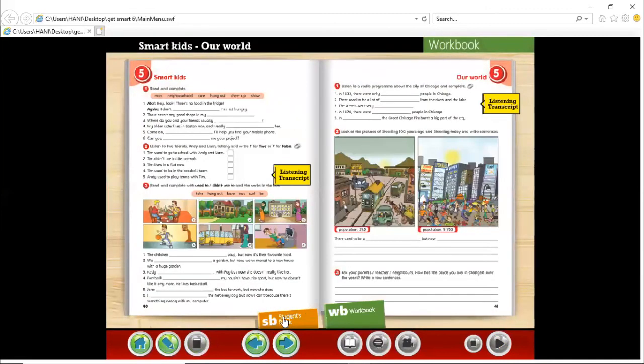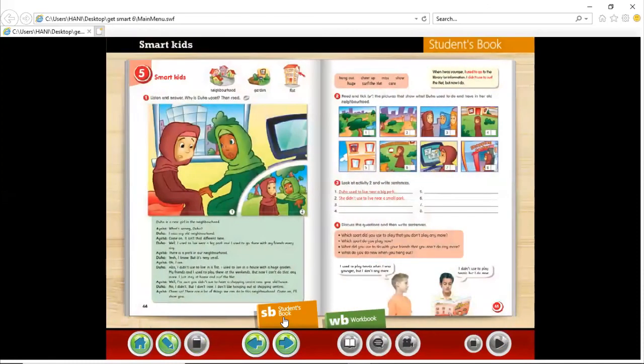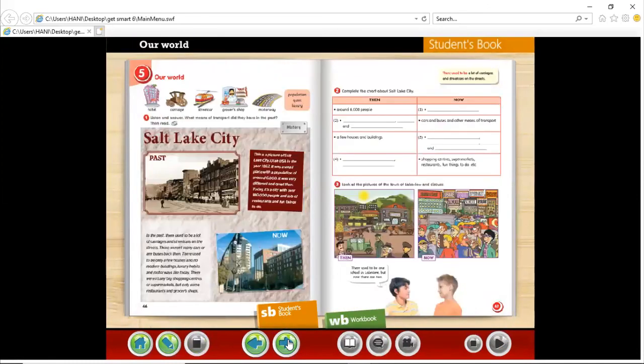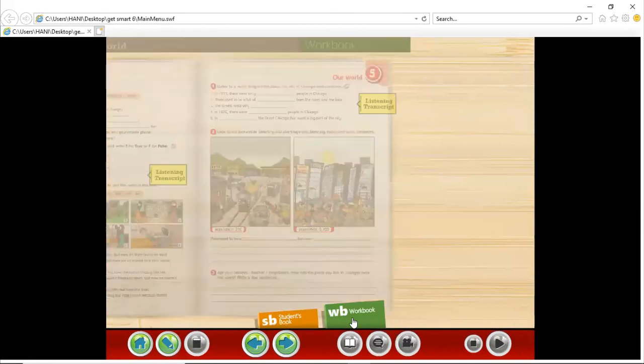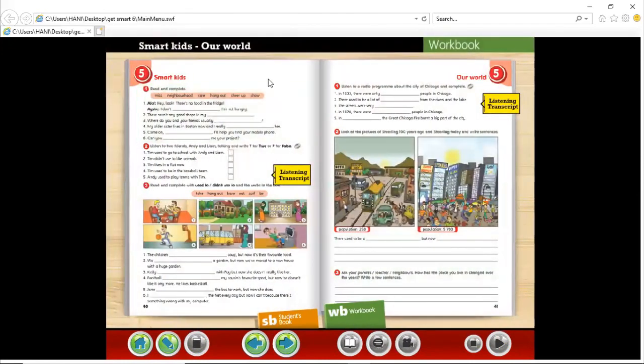Again, we finished lesson 3 with the same, comparing between the past and present time using used to, and the negative form, didn't use to. Your homework, as I said, will be this page 40. You're going to answer it and send it to me on the electronic gate.